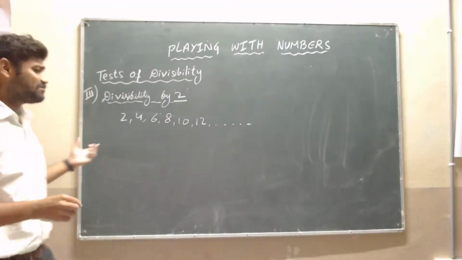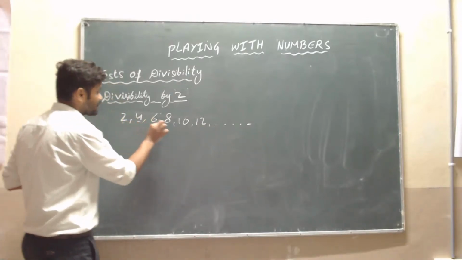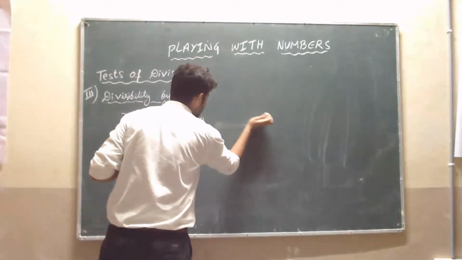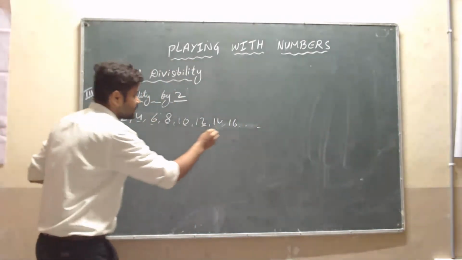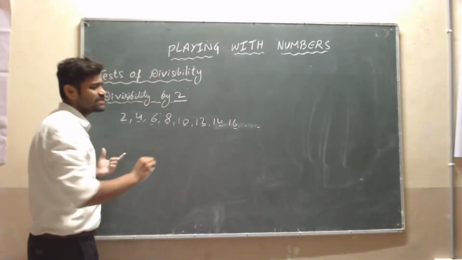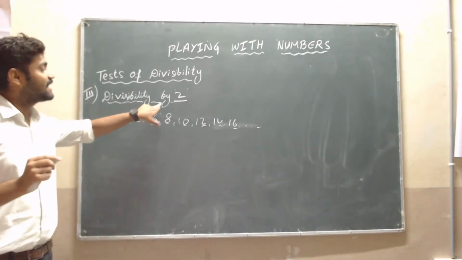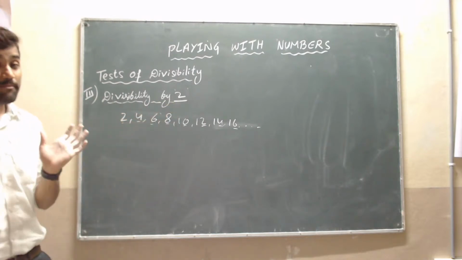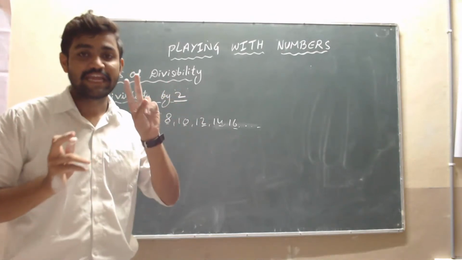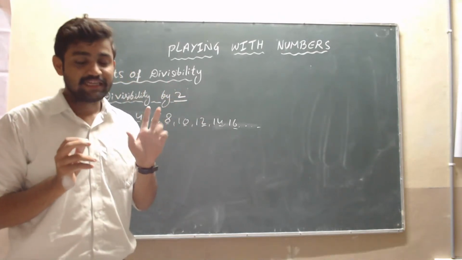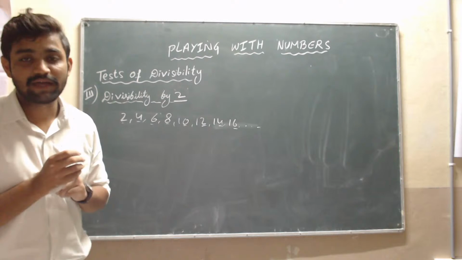Also, we can say that the numbers which have even digits at the ones place are even numbers, isn't it? Note 6, 4, 2, 0. These are all even numbers. That is, divisibility by 2 is easy to check: the number which ends with, or whose ones place or unit place is, an even number is easily divisible by 2.